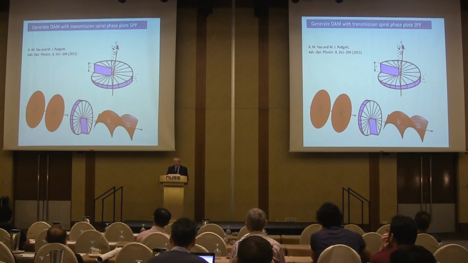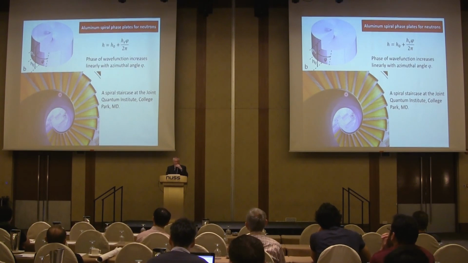So basically, here's a very nice review article by Alison Yao and Miles Padgett showing schematically how this happens for light. And we implemented that idea using common aluminum dowel stock, macroscopically machined.